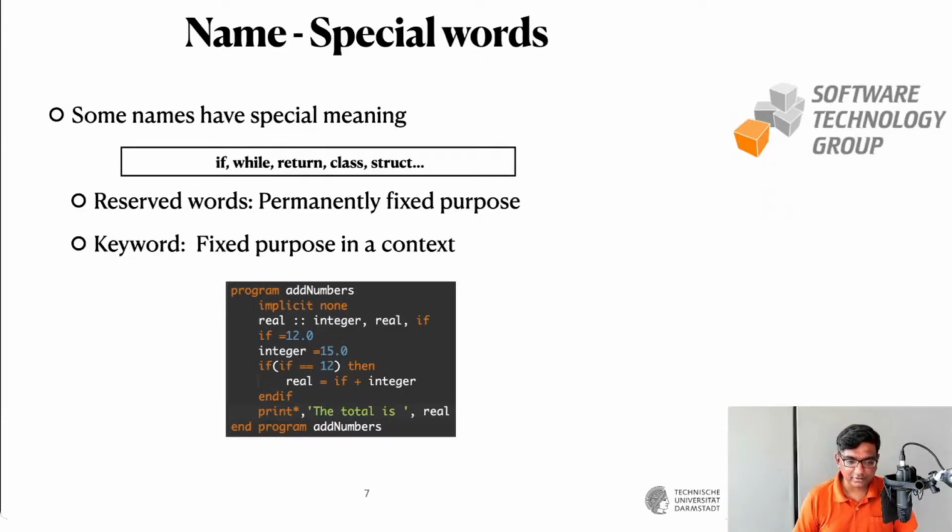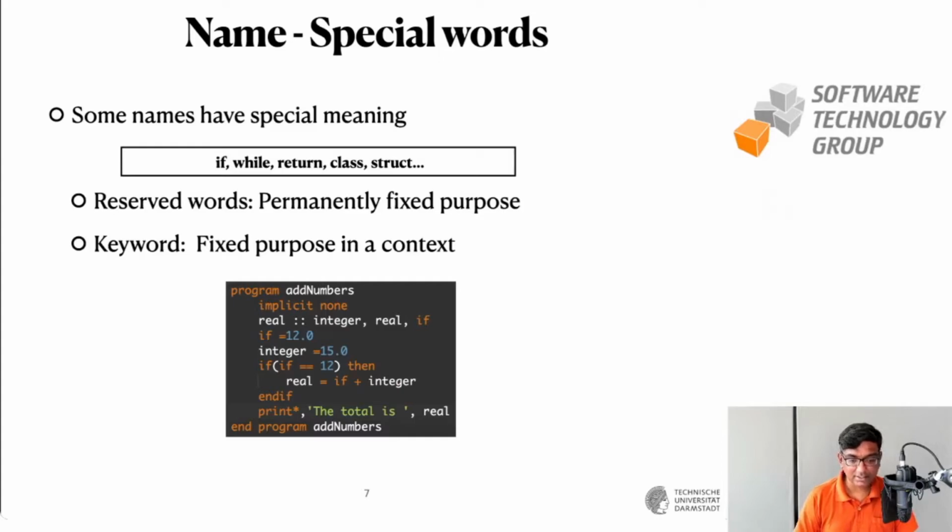So there are two kinds of special keywords. One are the reserved keywords, like modern languages such as Java and C have reserved keywords. For example, if is a reserved keyword, meaning they have a specific purpose, and this purpose is fixed throughout your program. So you cannot reuse it for any other purpose. But some languages, for example, like Fortran, have the concept of keywords. Special words are considered as keywords, meaning they have a fixed purpose only in a particular context. So you can reuse them as normal variables to mean different things in different parts of the programs.